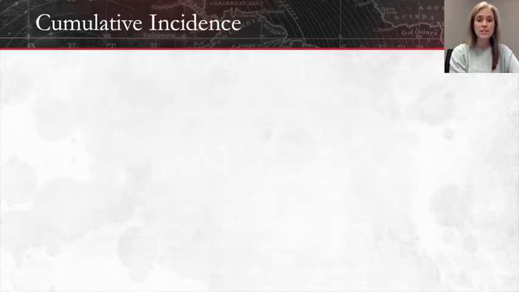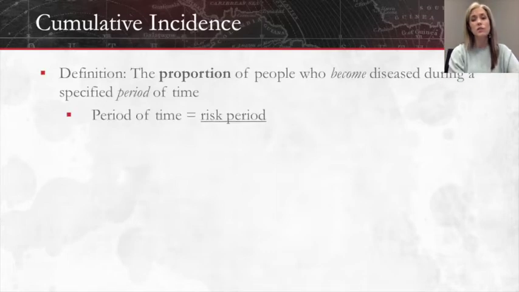So cumulative incidence. Now cumulative incidence is really important because basically when somebody talks about cumulative incidence, they're really talking about risk. So if you ever hear somebody saying the word risk and prevalence in the same period, they are completely misusing this word. So if somebody wants to talk about risk, then cumulative incidence is going to be the measure that is used. So the definition of cumulative incidence is the proportion of people who have become diseased during a specified period of time.